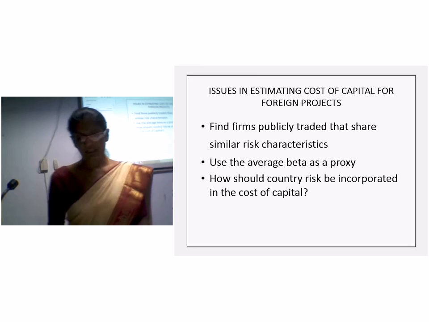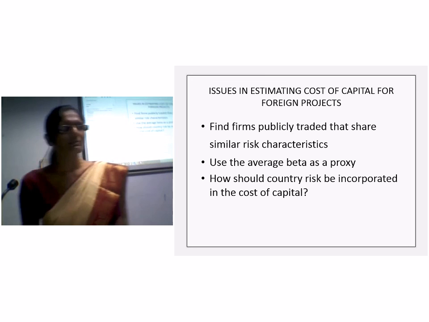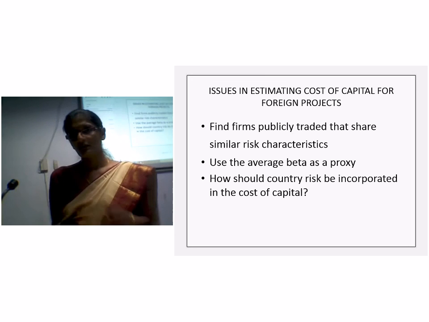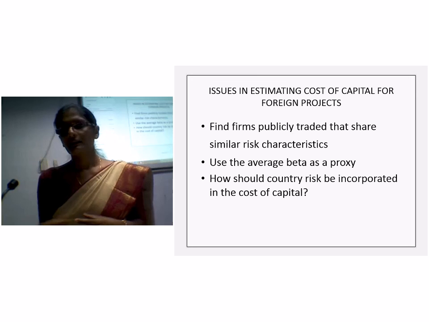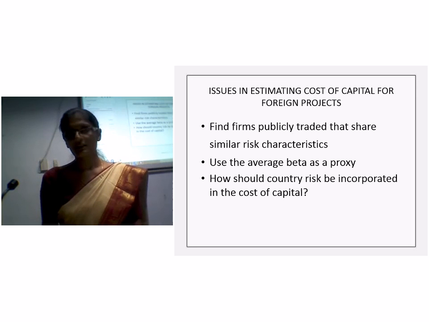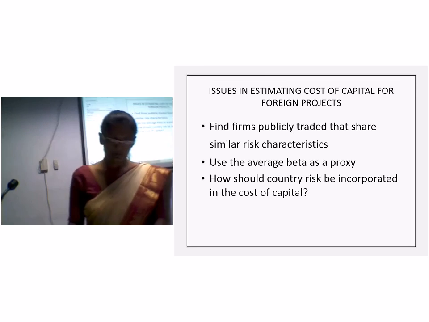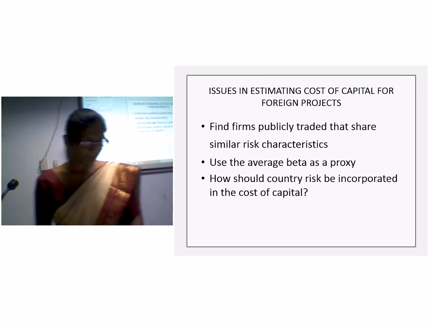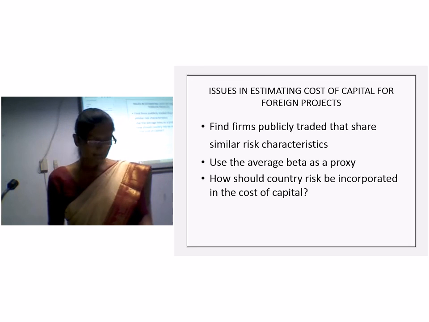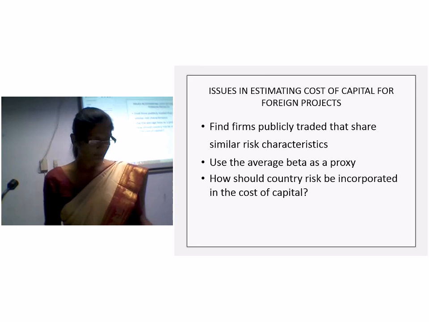Use the average beta as a proxy. Sometimes we might use the average beta of the region or the average beta of the particular industry as the proxy when we estimate the beta, which also does not reflect the right risk associated with the particular project.